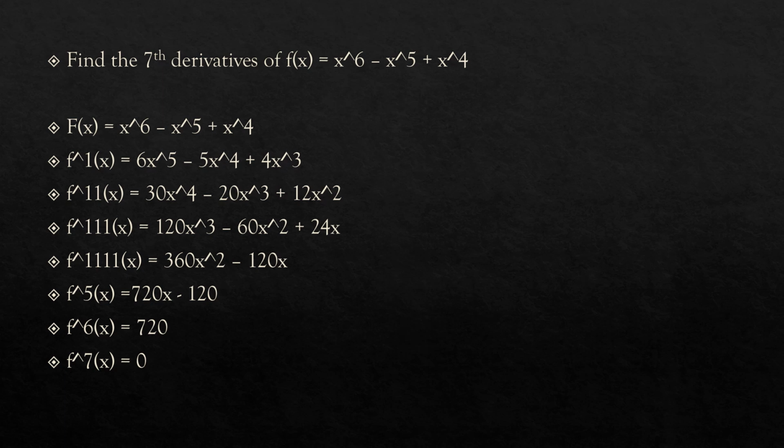360x squared. 360 times 2 is 720. Then x, since the exponent is 1, and then 120 times 1, since the derivative of x is 1, is 120. Then next is the sixth derivative of the function. 720 times 1 is 720, and 24 becomes a constant, so that will be equal to 0. 720 minus 0 is 720. Then the seventh derivative will be 0, since this is a constant.